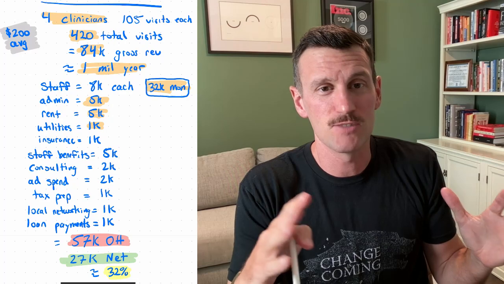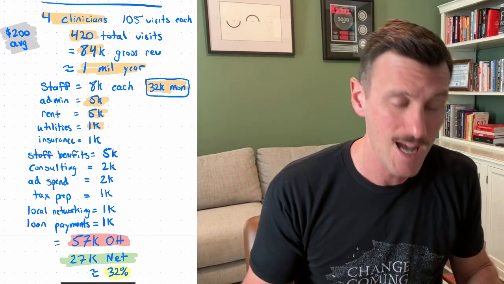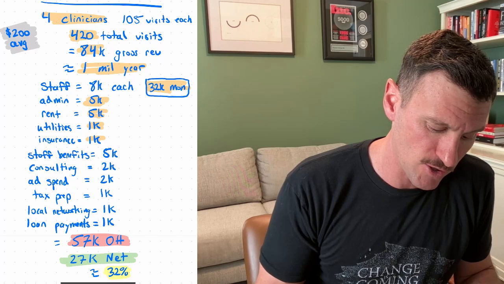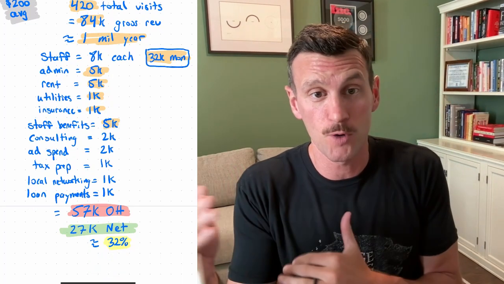Yes, I know there's intricacies with things like payroll taxes and all that, whatever. But for math purposes, we're making this very simple. And this is going to be relatively accurate for what we're talking about. Let's say insurance is $1,000 a month. Staff benefits is $1,000 per person.